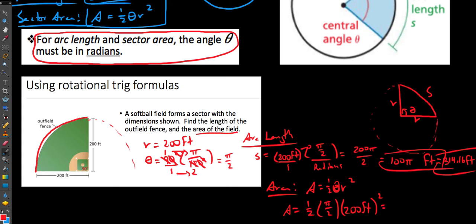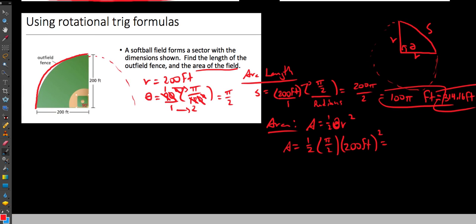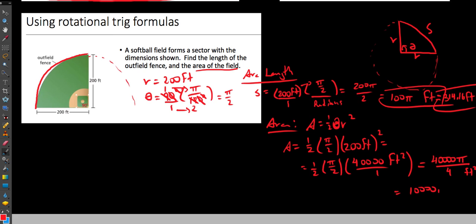Let's do our order of operations. It's important we start with our exponent. If we square our 200 feet, we would get 1/2 times pi over 2 times a 4 with four zeros, and this would be square feet, because we're taking feet times feet. I'm going to put this over 1. At this point, we can just multiply straight across. We would get 4 with four zeros, pi, feet squared, all over 2 times 2 times 1, all over 4. So this is the same as 1 with four zeros, pi, feet squared. And this would be our exact value.